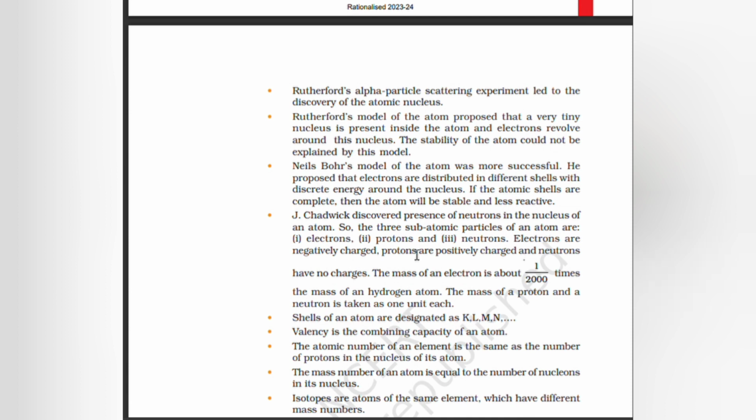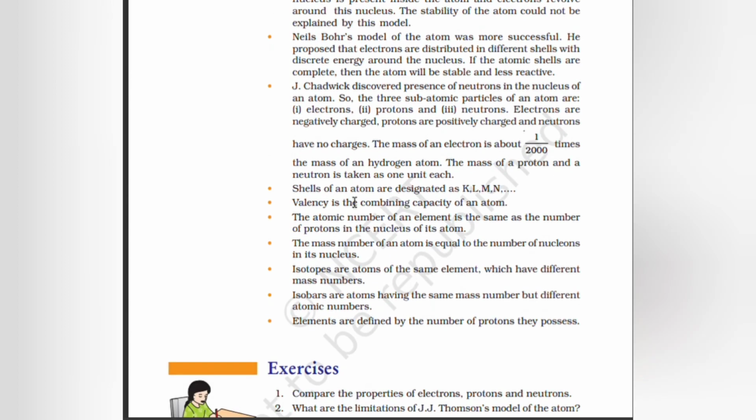Electrons are negatively charged, protons are positively charged, neutrons have no charge. The mass of an electron is 1 by 2000 times the mass of a hydrogen atom. The mass of a proton and neutron is taken as 1 unit each. Shells of an atom are designated as K, L, M and N. Valence is the combining capacity of an atom. The atomic number of an element is the same as the number of protons in the nucleus of its atom. The mass number of an atom is equal to the number of nucleons in its nucleus.